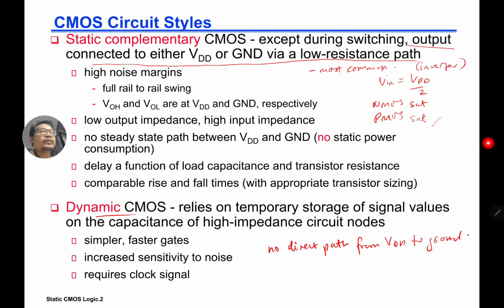Some of the advantages, for example, are a high noise margin, low output impedance with a high input impedance. We don't need a clock here; dynamic requires a clock signal. Clock signal here doesn't mean it's a register or sequential circuits. It just means that it requires a special clock signal for it to work. The static CMOS doesn't require the clock signal, but the main thing is the steady path between VDD and ground.